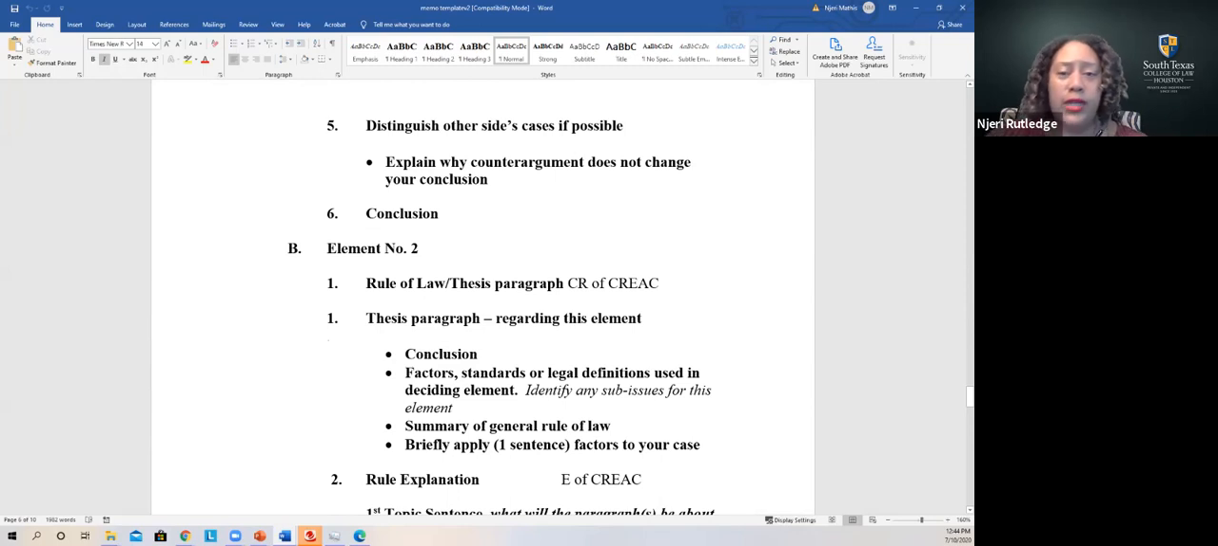So depending on your learning style, this can be a really helpful document. So please make sure you take time with this document just to understand before you start writing what you're being asked to do for the memo.